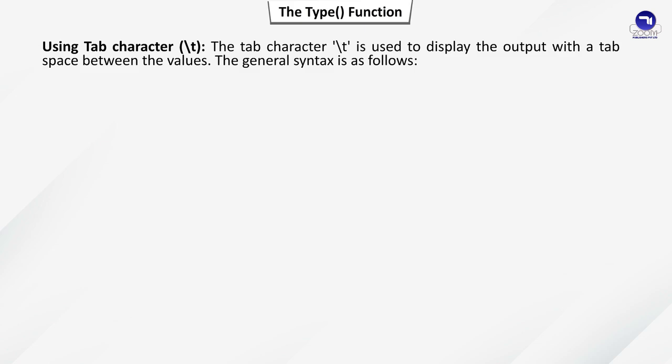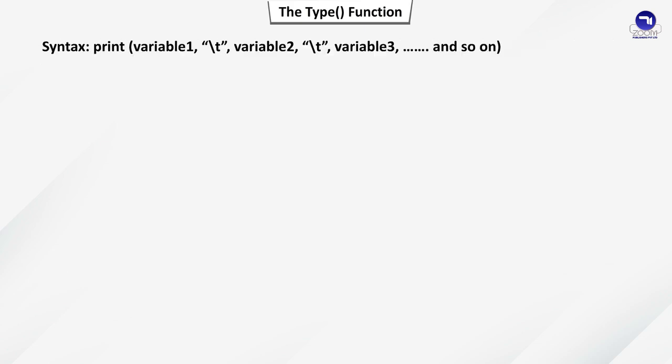Using tab character \t. The tab character \t is used to display the output with a tab space between the values. The general syntax is as follows. Syntax: print(variable1, '\t', variable2, '\t', variable3, and so on).